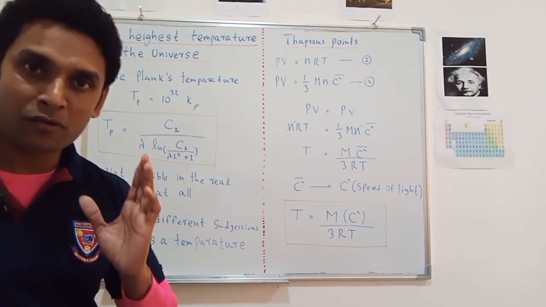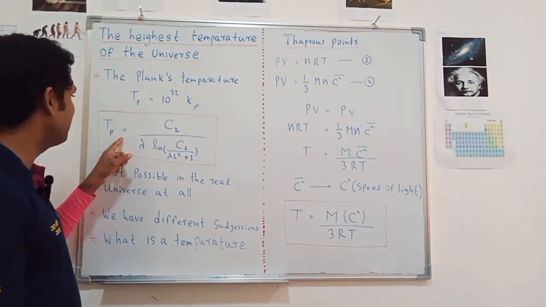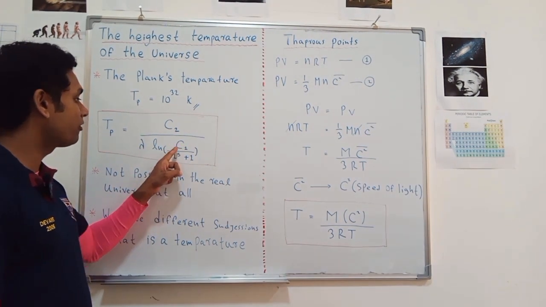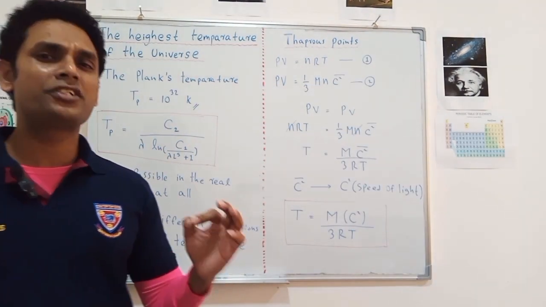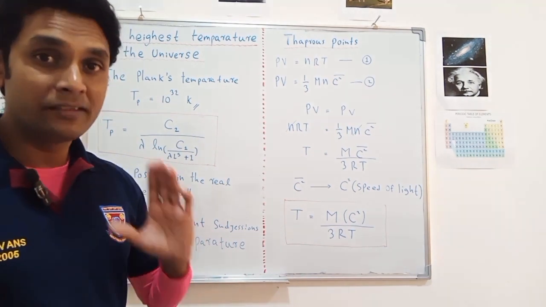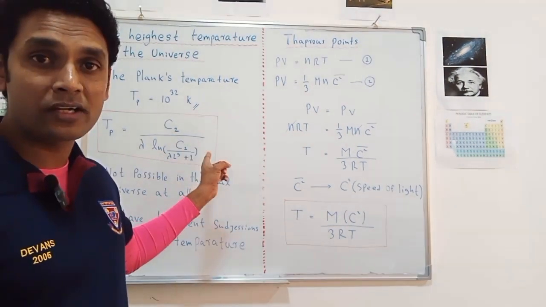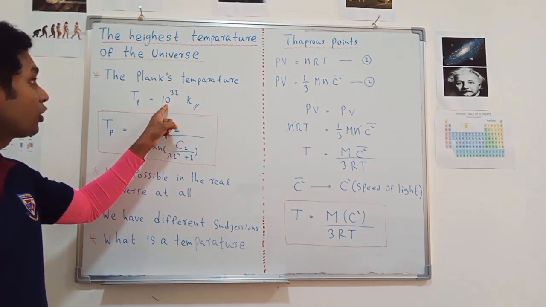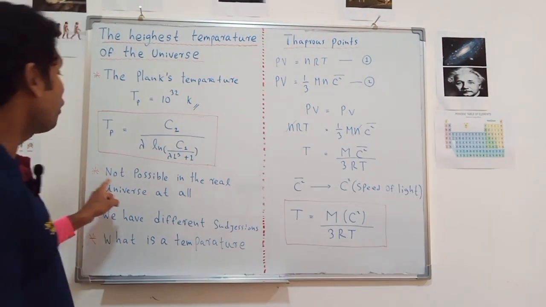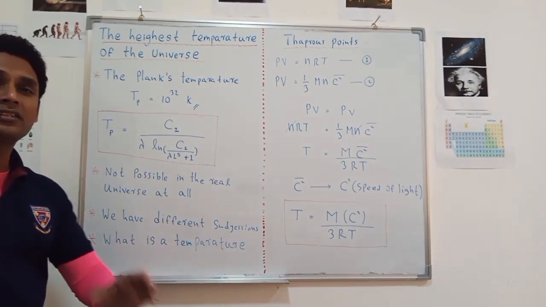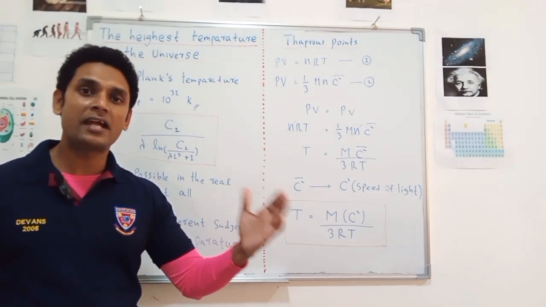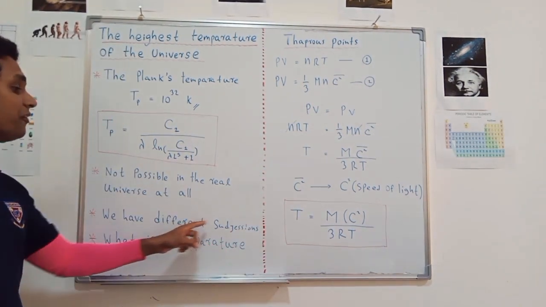The Planck temperature is calculated with this equation: Tp is equal to C2 divided by lambda natural log C1 divided by lambda to the power 5, plus 1. I am not going to give huge detail about this equation because there are enough sources on the internet and in books to find out how to calculate the Planck temperature. Tp is equal to 10 to the power 32 Kelvin, which is not possible in the real universe at all. In this video, we are going to explain why that is so. We have a different suggestion.